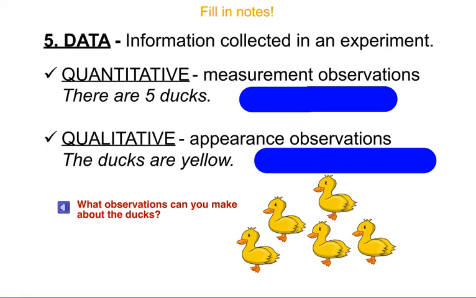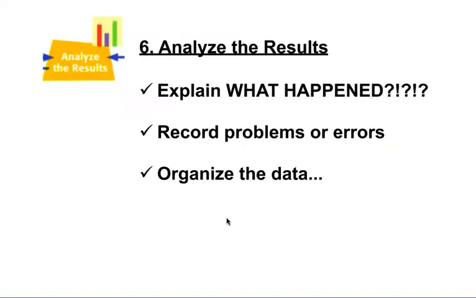All right. After the data is collected in an experiment, the next step is to analyze the results. This is where you're literally going to explain what happened in your experiment. Did it work? Did it not work? Did you have any errors or problems to occur? And once you have determined what problems or errors, you can also organize your data. And we will look at organizing the data in another lesson, but these are things like making charts and tables or graphs. Any of those things could be different ways to analyze and organize your data.